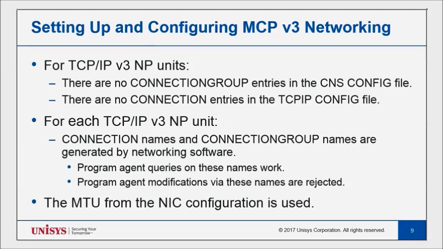And then the MTU configured in the NIC is what is used by TCPIP support. It just queries the NIC and uses that value, so there's no longer, as in traditional networking, MTU values in the connection entry in the config file and in the connection group entries in the config file. That's all gone. The system just uses the MTU that the NIC's configured for.